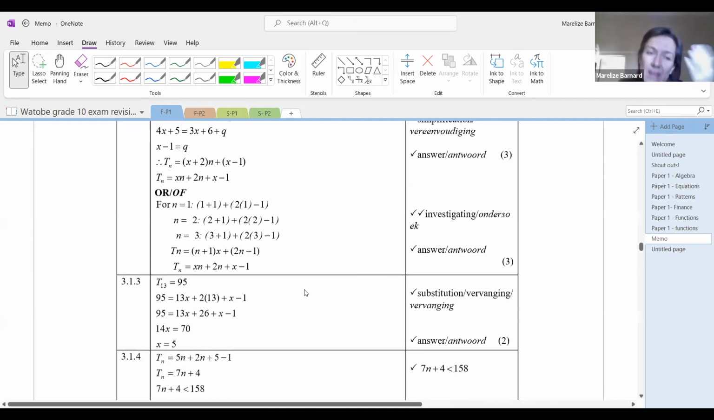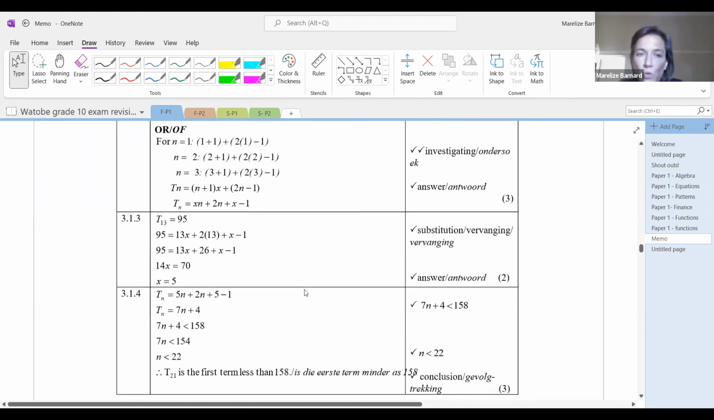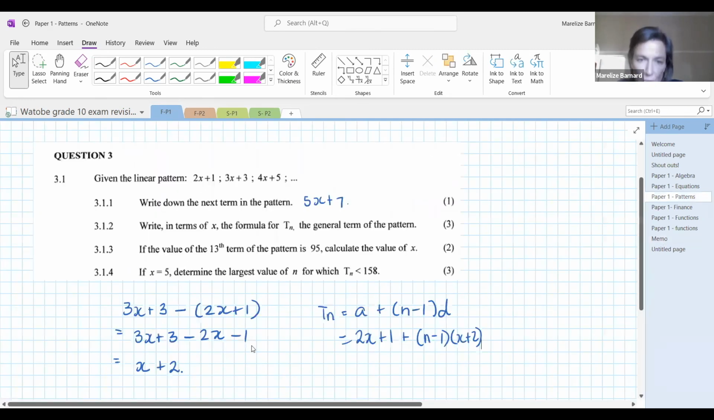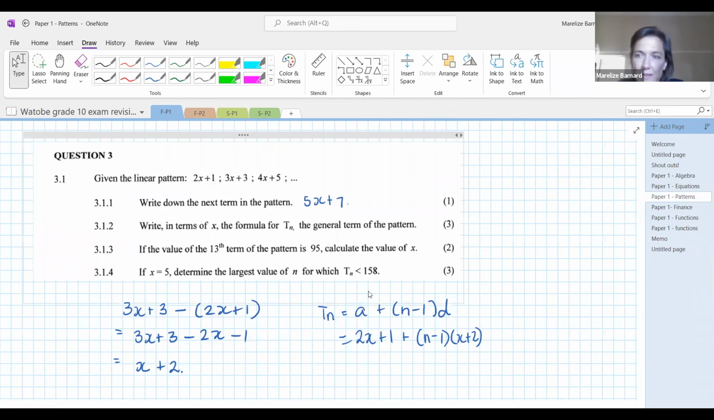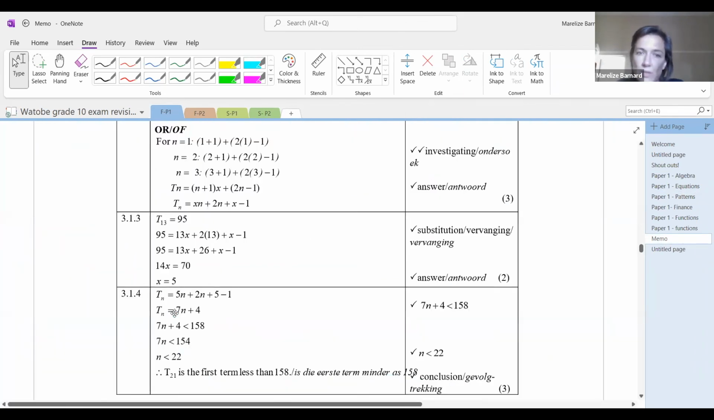Right, and once you have that, you can do 3.1.3 and 3.1.4. But we have unfortunately run out of time for all of that, so you're welcome to take a picture of this question and then another one of the actual memo as well. All right.